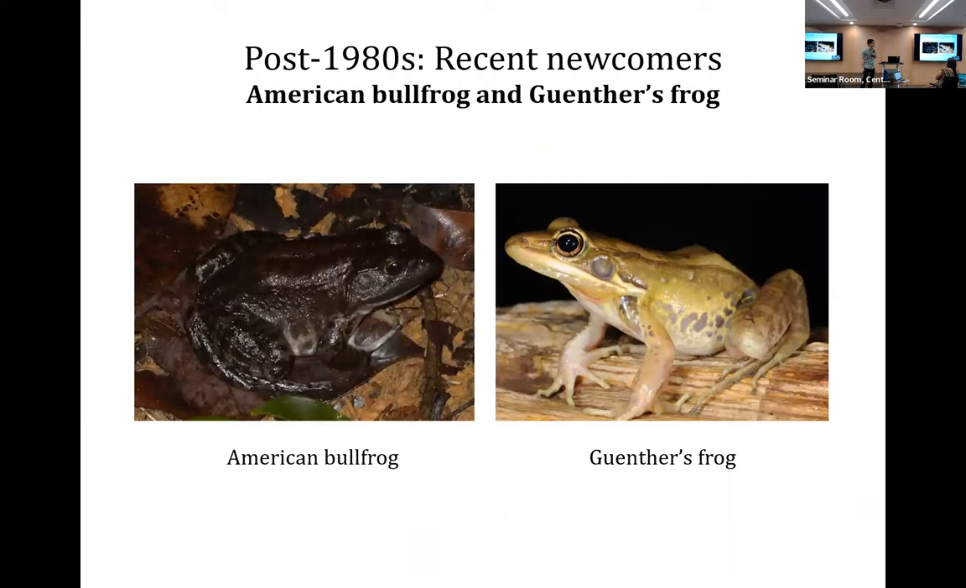Other recent newcomers: the American bullfrog and Günther's frog. The American bullfrog came in the 1980s. We've had non-native frogs here since the 19th century. There's one species that's been here since the 1800s, probably came in from China. But the American bullfrog came in the 1980s.